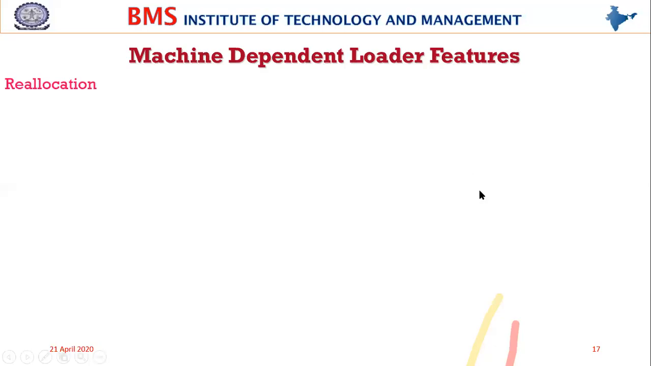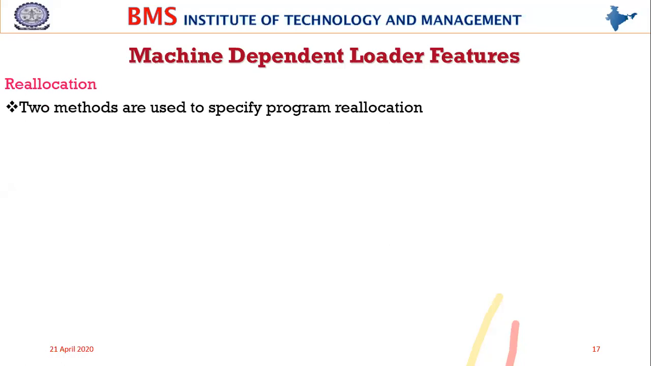Okay. So today's discussion is going to be about the machine dependent loader features. We have seen two methods that can be used for specifying the relocation. The relocation concept itself is the only one machine dependent loader feature. One is relocation, with two different varieties of relocation. So two methods can be used.